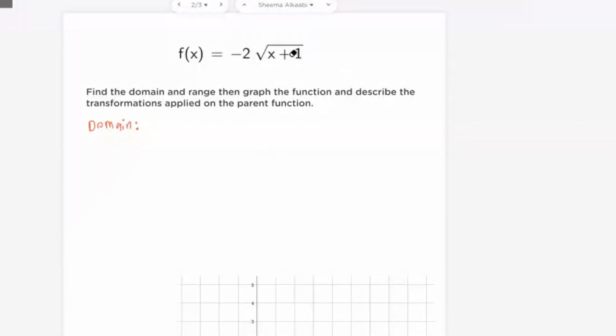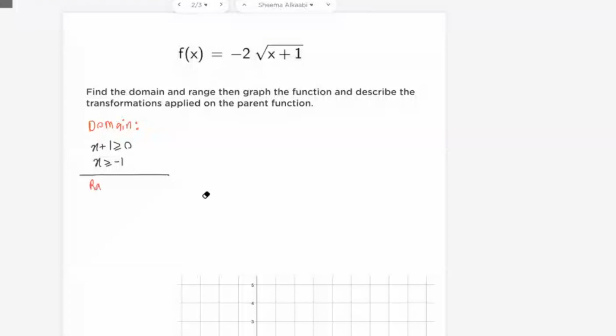For the domain, always look for the values that makes the expression defined. That means the square root can be calculated. The square root can be calculated if the expression inside the square root is not negative. This gives me x more or equal than -1. Excellent, that's your domain.